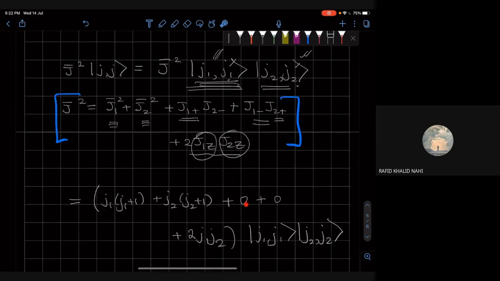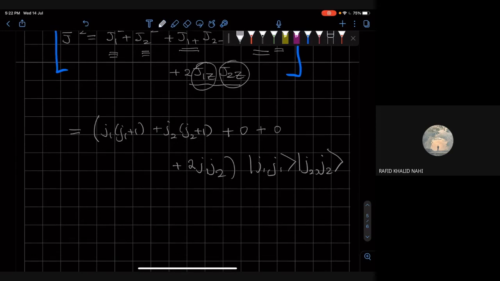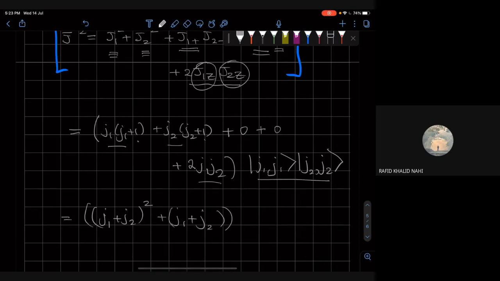So these two terms could have changed the state because they've got raising and lowering operators, but in this particular case, they kill the states. So therefore, we get an eigenvalue equation. J squared acting on this state is giving me an eigenvalue times the same state. So let me now rewrite this. This is J1 squared, J2 squared plus 2 J1 J2. So I can write that as J1 plus J2 whole squared, and then J1 plus J2, and this whole thing will be multiplying this state, which is just J.